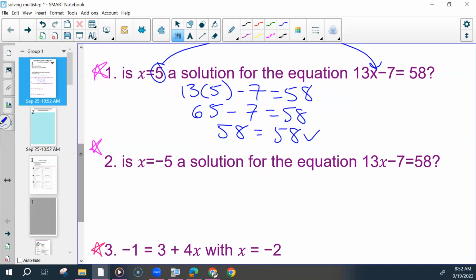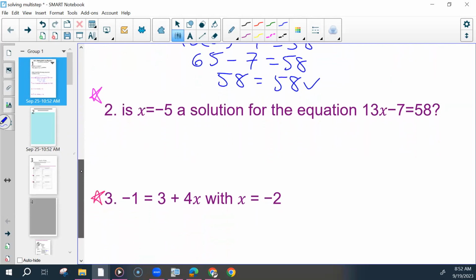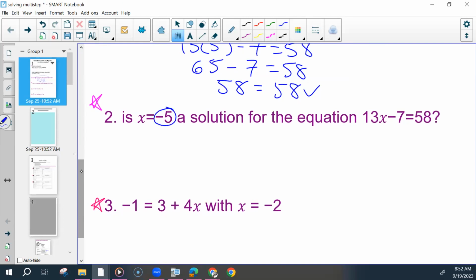Now, number 2 should not work because we just figured out that 5 was the solution, so we're gonna test it anyway. The same thing. Put -5 in for x.